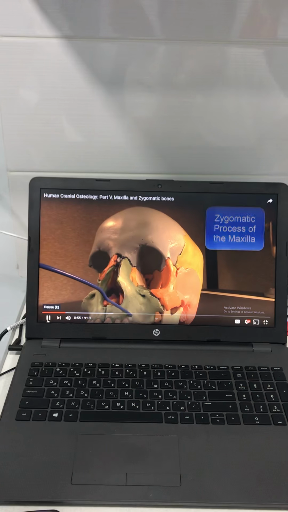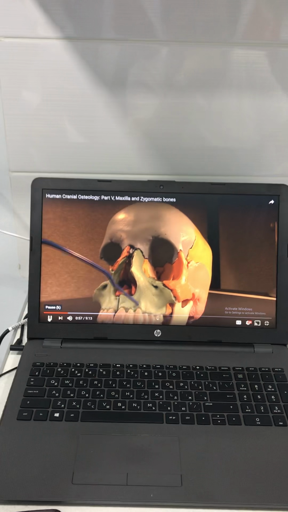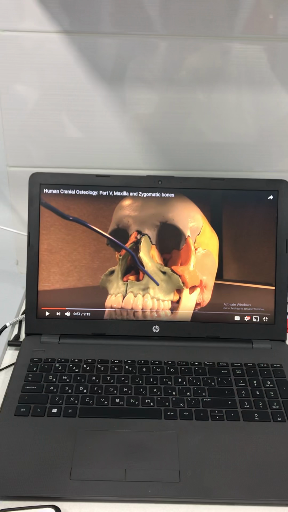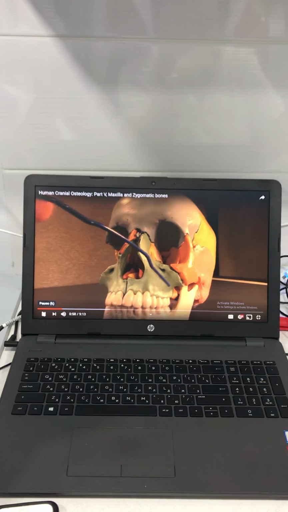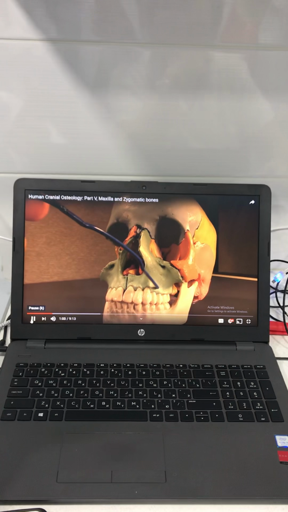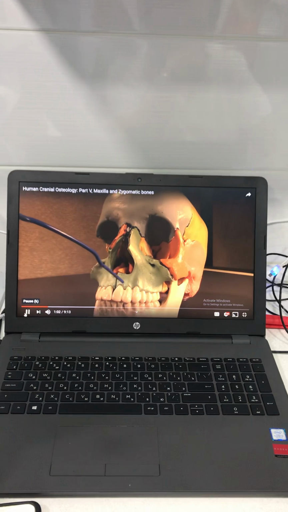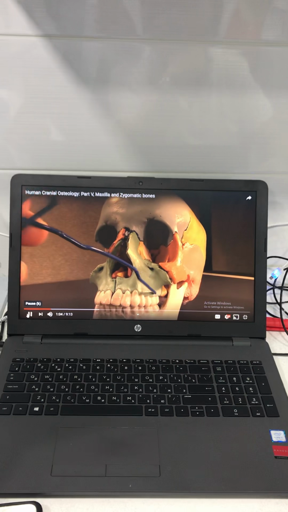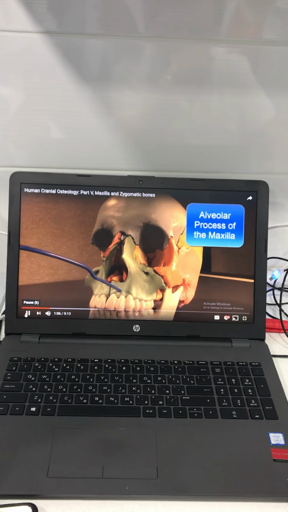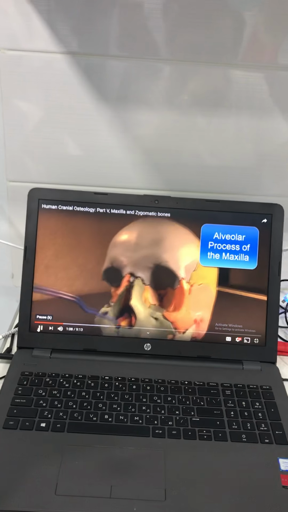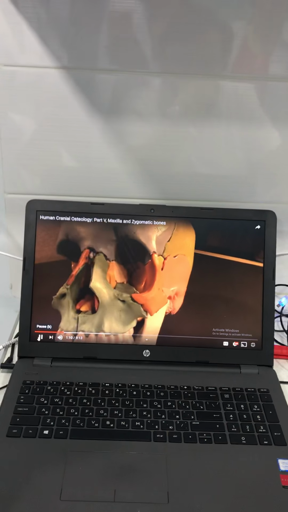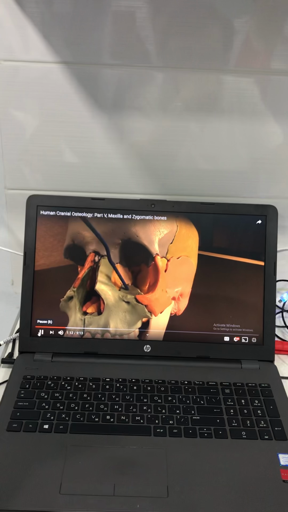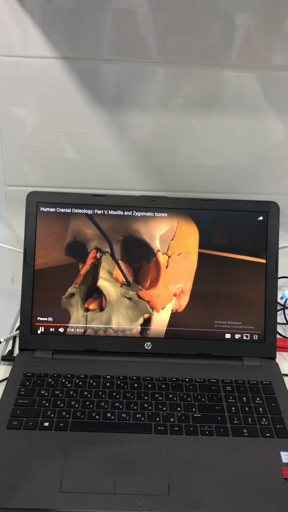This portion articulates with the teeth. This is the alveolar bone, in which the teeth are inserted. That's called the alveolar process of the maxilla. And before I flip it over, also note that we have an orbital portion of the maxilla here.